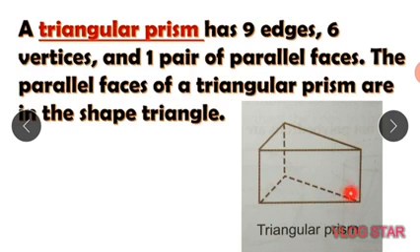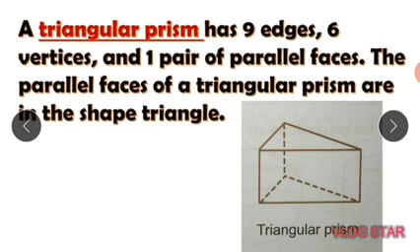1, 2, 3, 4, 5, 6, 7, 8, and 9. So these lines are what we call edges. 6 vertices or corners, 1, 2, 3, 4, 5, 6, and 1 pair of parallel faces. So what is that parallel faces in a triangular prism?